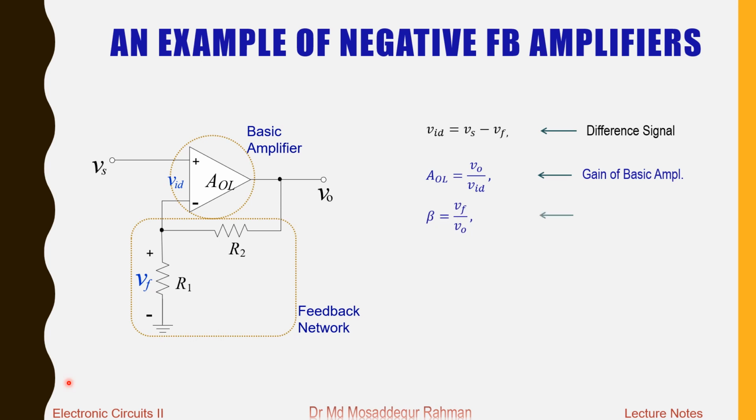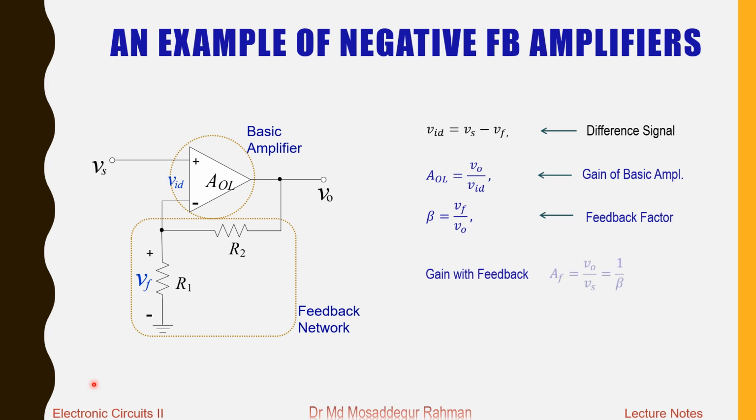Another important parameter for the feedback amplifier is the feedback factor, which is defined as the output of the feedback network, which is VF, divided by V0. V0, the output voltage, is the input voltage to the feedback network, so that is our feedback factor.